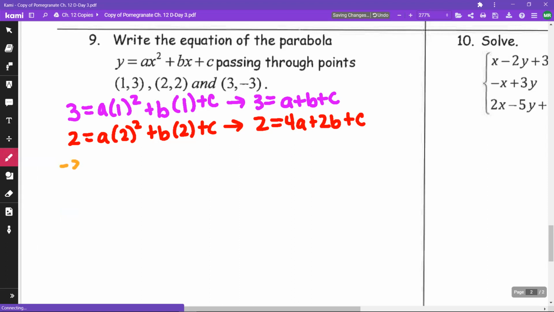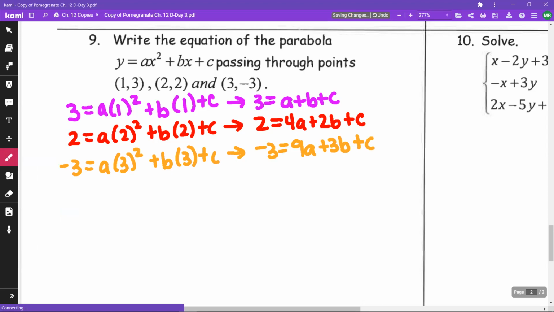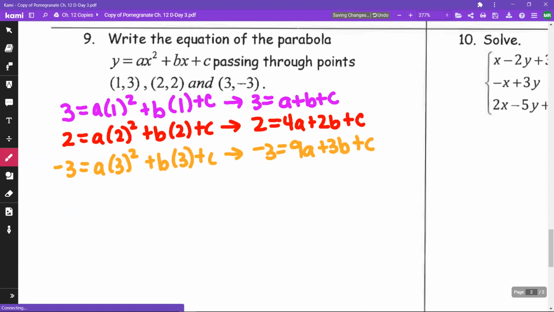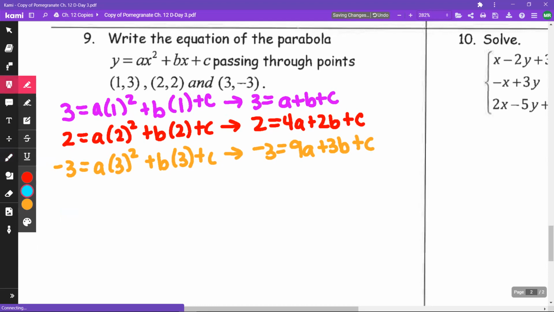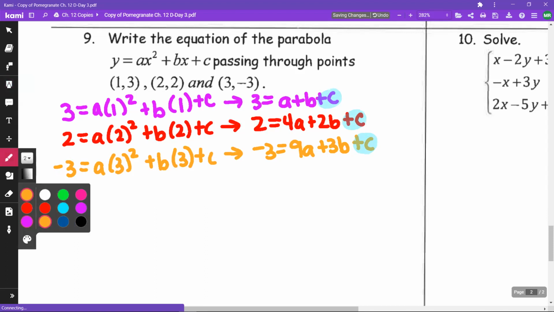And the third one is negative 3 equals a times 3 squared plus b times 3 plus c. So that's going to be negative 3 equals 9a plus 3b plus c. For this, I could really eliminate any of them, but the nice thing every time with these problems is you're always going to have a plus c, and a plus c. So what that means is you can eliminate with that.